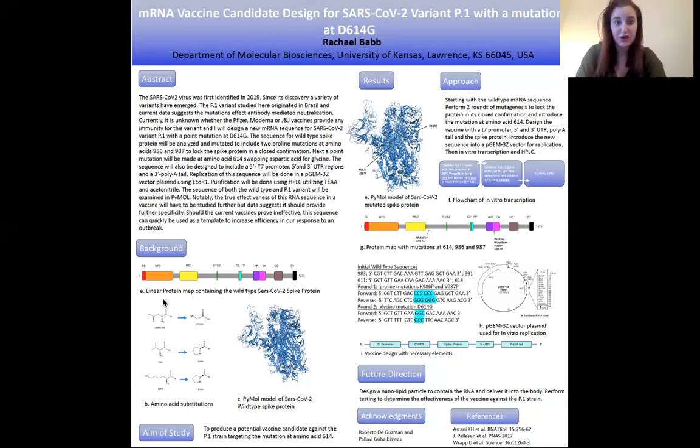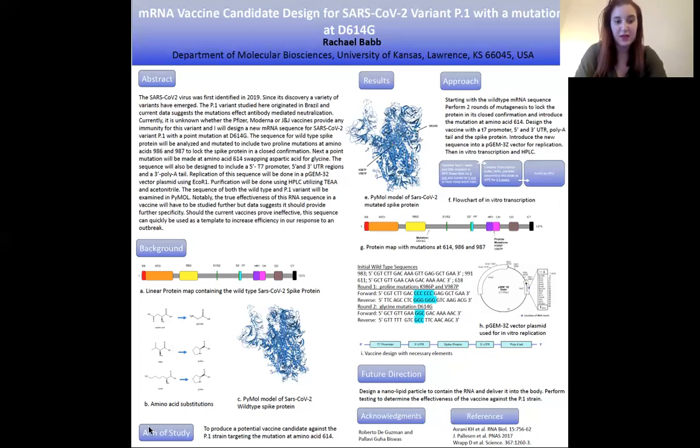So a couple things to note. The first is this here is a linear protein map containing the wild type SARS-CoV-2 spike protein and a bunch of different genes that are important. I will point you over here in a little bit to show you where the mutations I made are located. Additionally, here are the amino acid substitutions that I made to transform the wild type sequence into the P1 variant that is applicable for a vaccine. And lastly, over here, we have the wild type spike protein, a PyMol model that I designed.